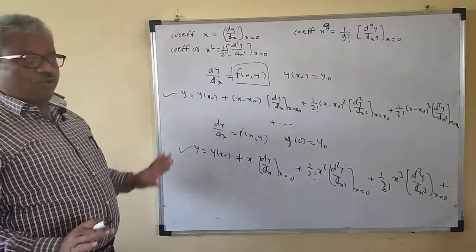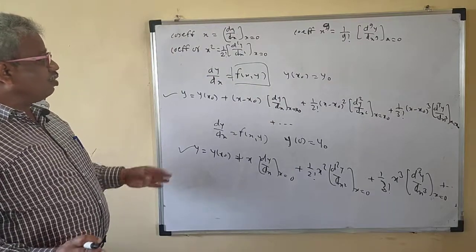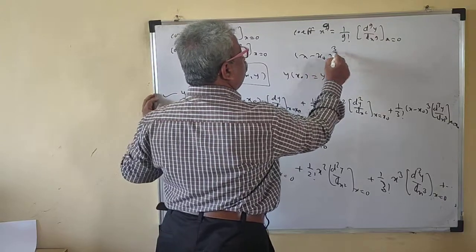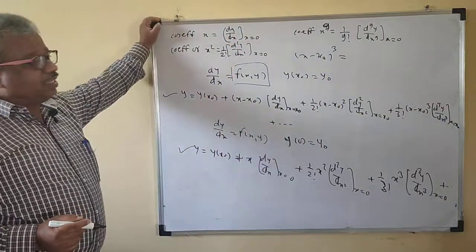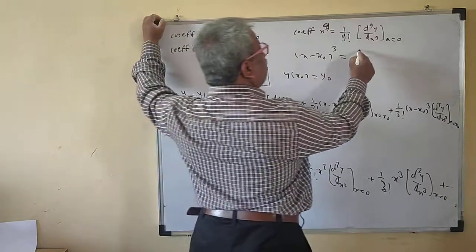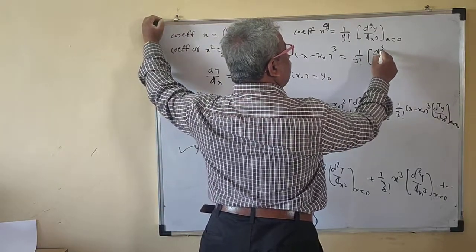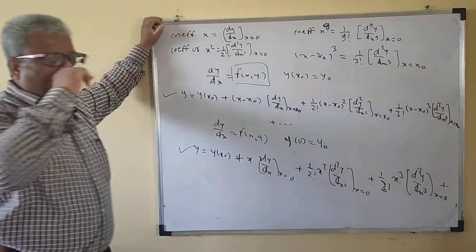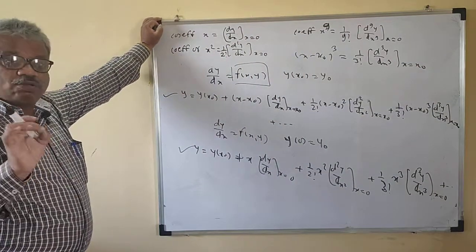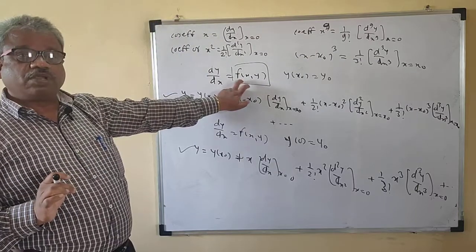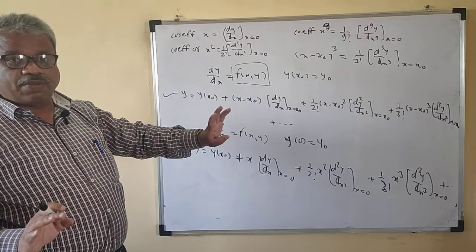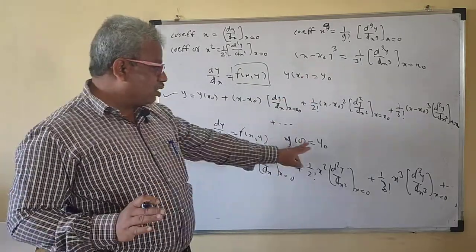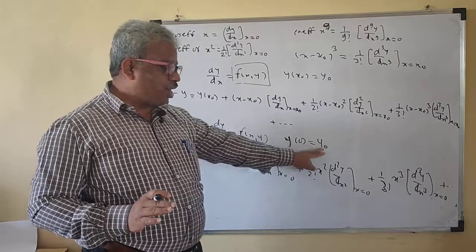Then we have to find the coefficient of x squared, and the coefficient of x to the power x naught cubed. If you want the coefficient of (x minus x naught) cubed, then it is 1 upon 3 factorial d3y by dx cube at x is equal to x naught. This is the coefficient of (x minus x naught) cubed. So you have to find the third derivative. That means you have to differentiate this 2 times and find the values at x naught, y naught. Put x is equal to x naught and y is equal to y naught. So the value of y is this now.